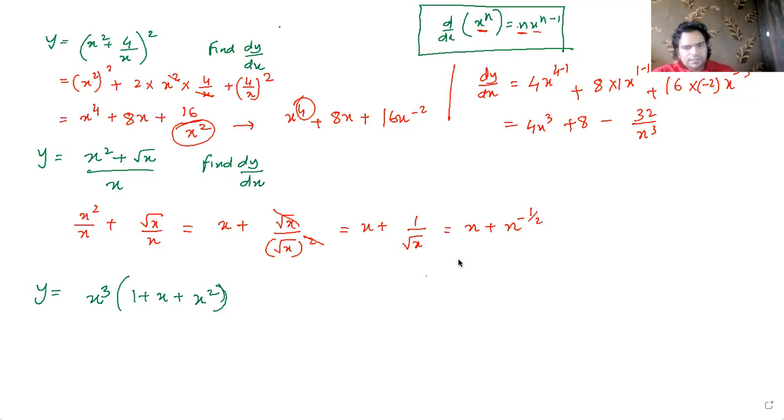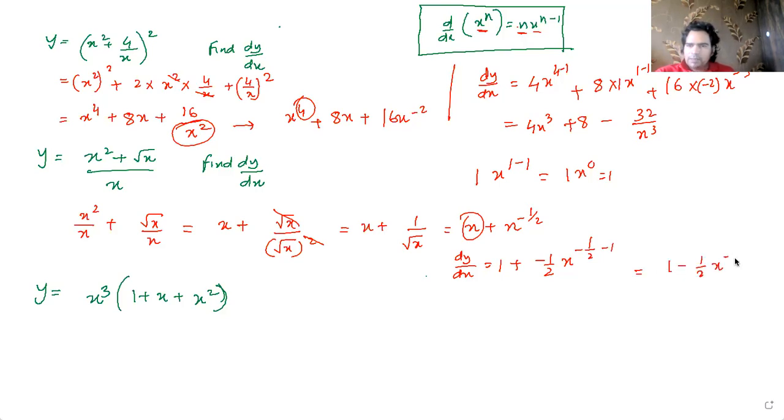Now, when you do the derivative for this, your dy by dx will be the derivative of x, which is x to the power 1, so it will be 1 times x to the power 1 minus 1, which is x to the power 0, which is 1. So the derivative of x is 1, plus the derivative of x to the power negative half, which will be negative half x to the power negative half minus 1, which is 1 minus half x to the power minus 3 by 2. So we get 1 minus half x to the power 3 by 2 basically, which you can write as 1 minus 2 root x cubed. This is the simpler version.